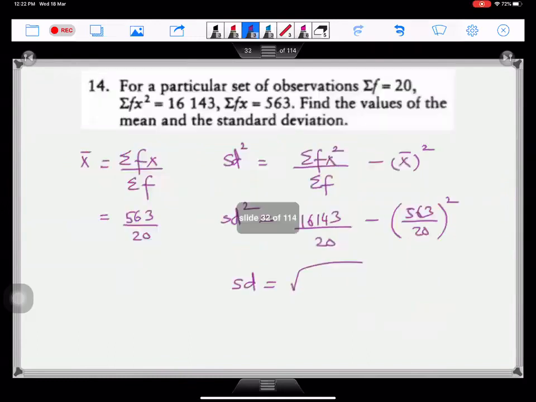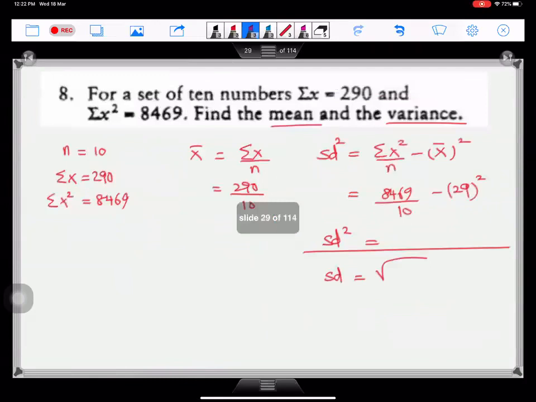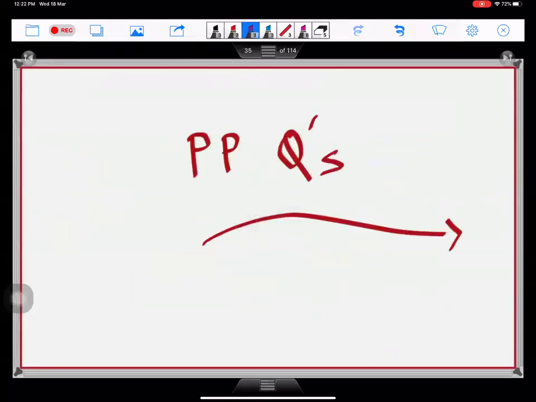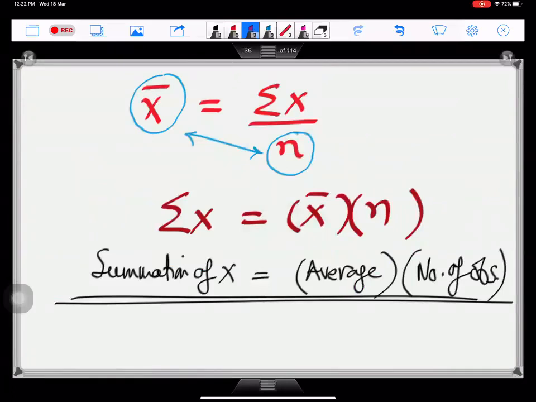So now these 5 simple questions were just playing around with the formula. Could be using only one formula at a time, or could be using 2 formulas at once. Now let's look at the past paper questions. Before we proceed, we are just reviewing what we have done in the first class.